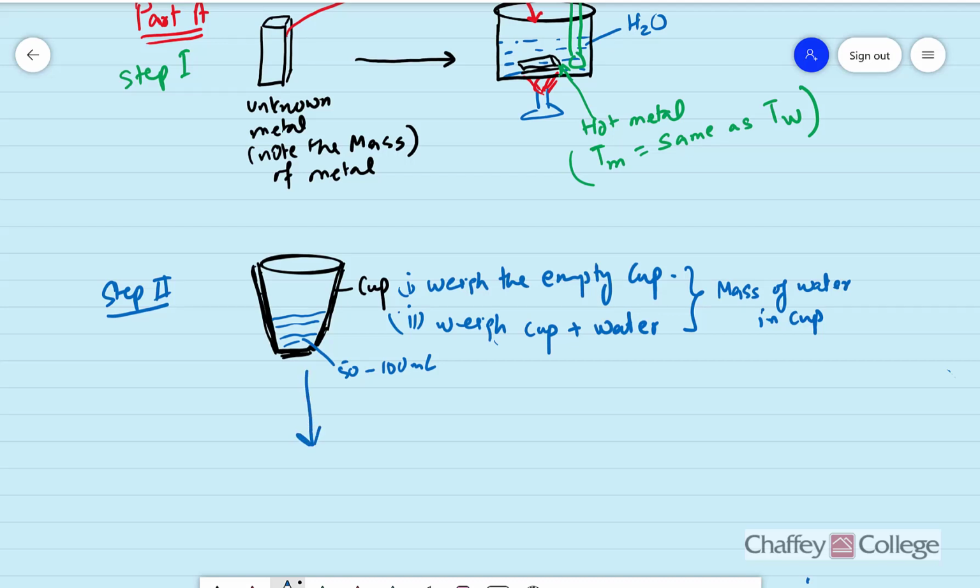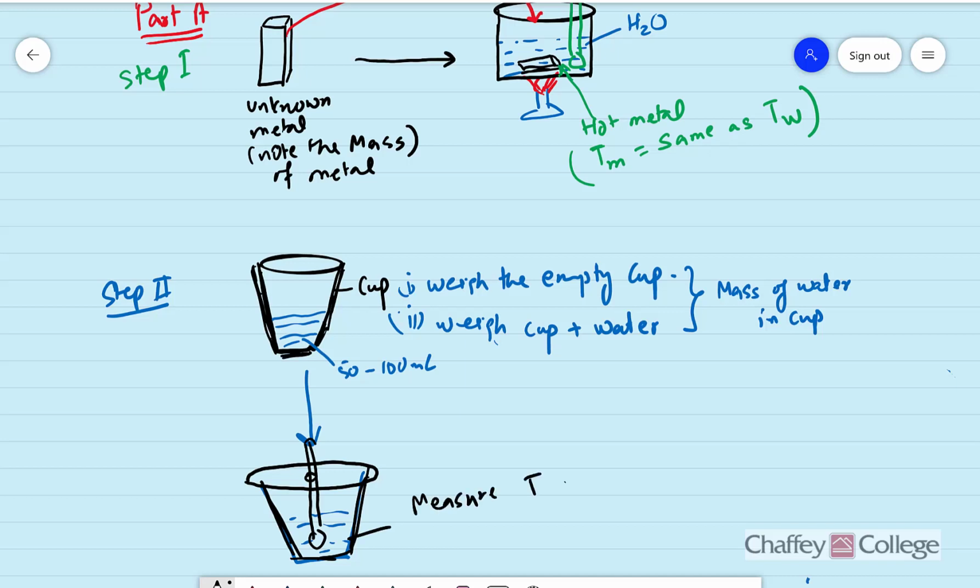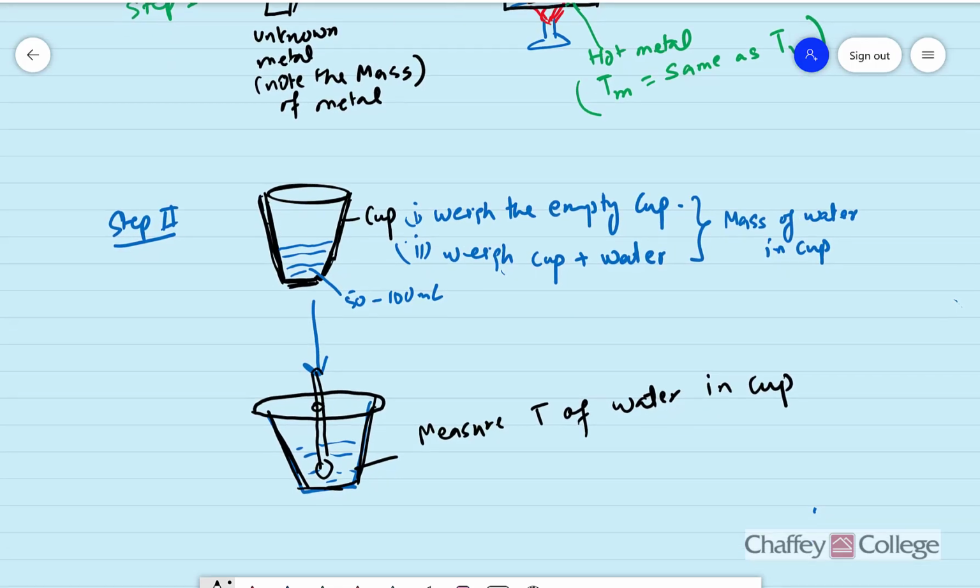After we note down the mass of the water, then we'll take the same cup, and inside the cup we have water, and we will put a lid on it, and the lid has a hole in it, and we will insert a thermometer in it, and we will measure the temperature of the water in the cup. So this is the temperature of water in the cup. This will be at room temperature.